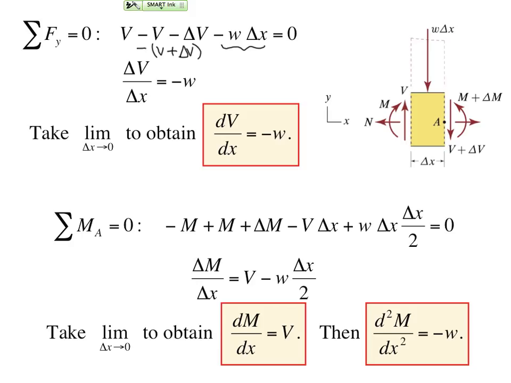The only instance where this would change is if the distributed load is pointing up, as might be the case, for instance, in the lift under an airplane wing. Because our expressions have been derived assuming W of x is pointing down, the slope of V of x in that case would be positive. dV/dx would be plus W of x.